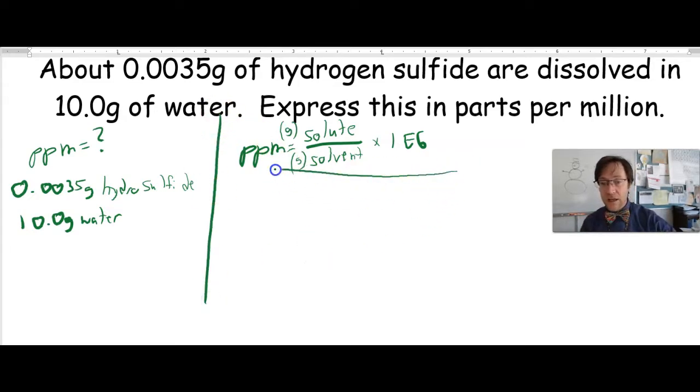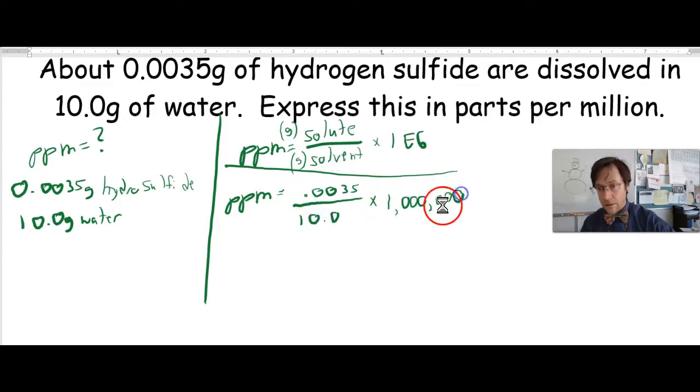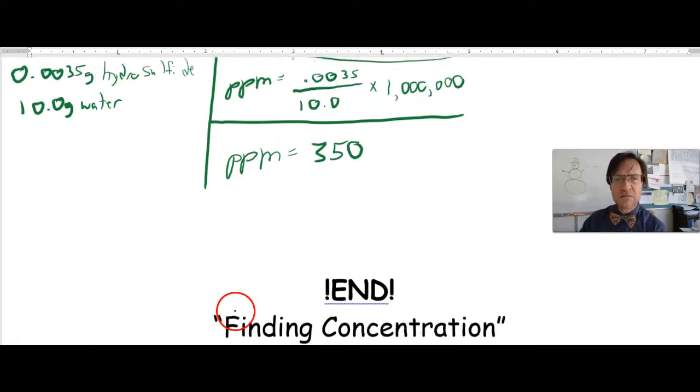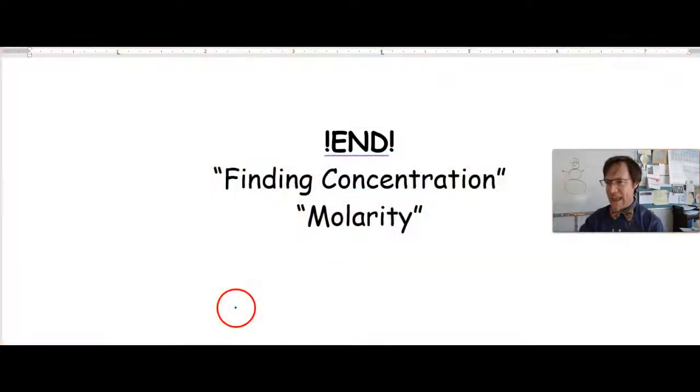So when we plug this in, parts per million is going to be equal to 0.0035 divided by 10.0 times 1 million, or 1 times 10 to the 6. And let's do the math to find out what that answer is. I got, at least the calculator's telling me, 350 parts per million. It sounds about right. That's awesome. All right, we're done. Lovely. Hey, that was pretty easy.